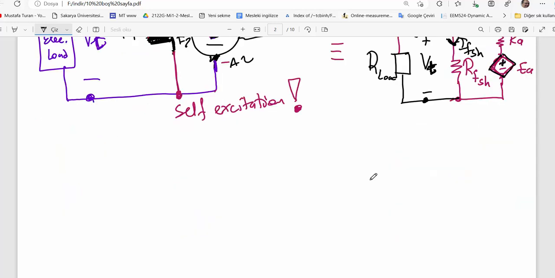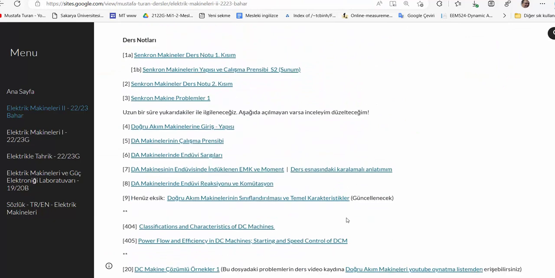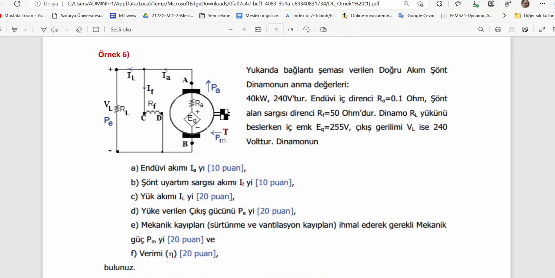Okay, to practice, let's solve an easy problem. Here is our website, and there is a reference file. I have downloaded this file, and let's talk about the sixth question.